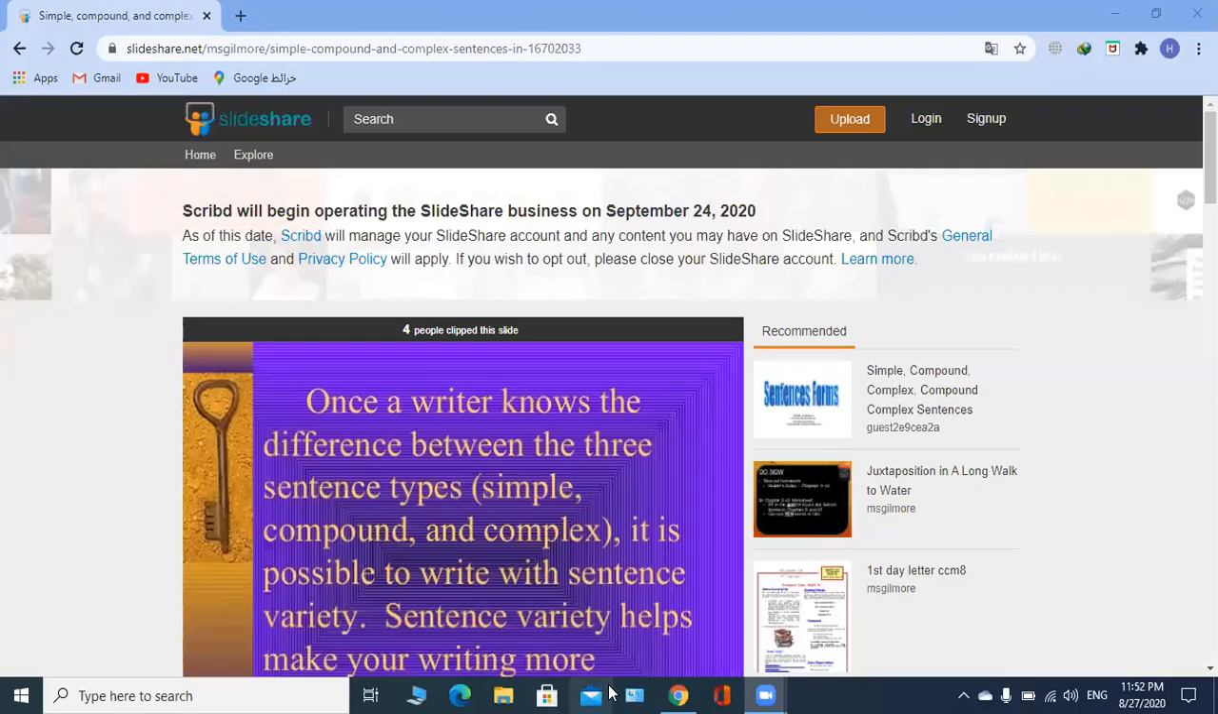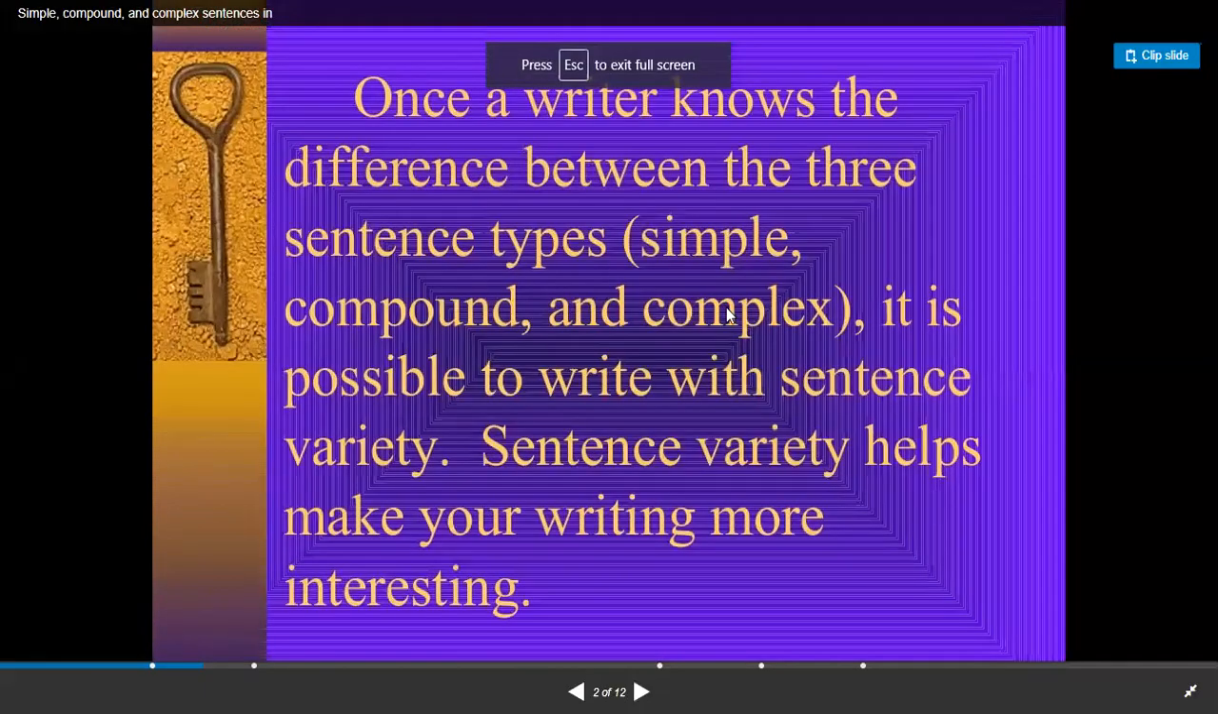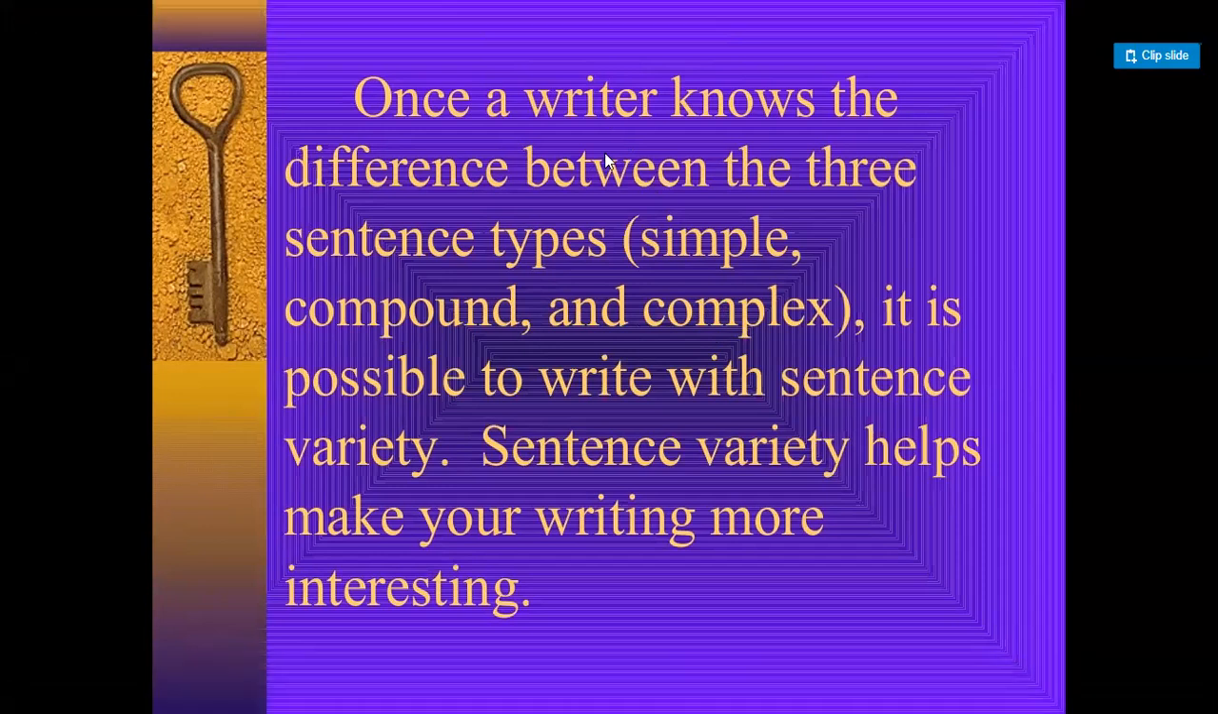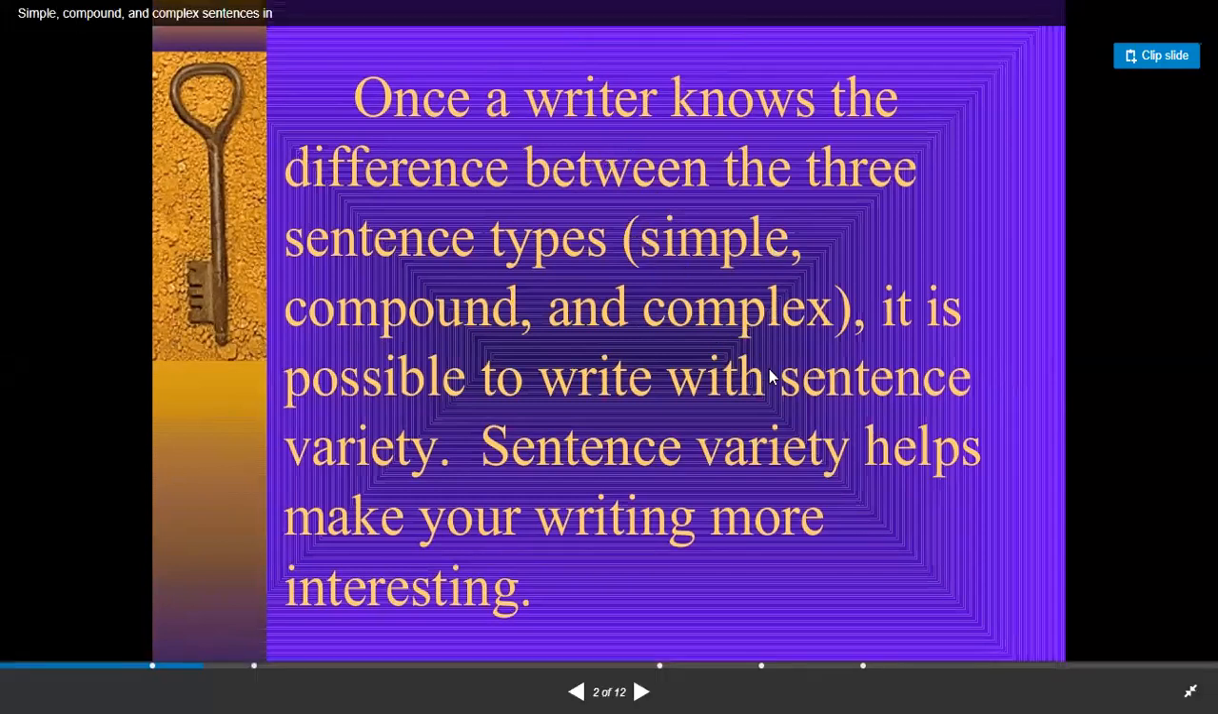Our lesson today is about sentences and the different kinds of sentences. There are three main kinds of sentences: simple sentences, compound sentences, and complex sentences. Why should we know the differences between these three main types of sentences? It's possible to write with sentence variety. Sentence variety helps make your writing more interesting.